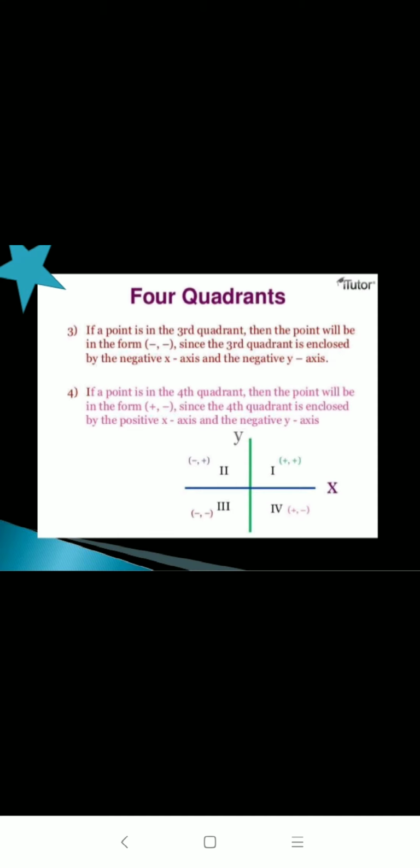First quadrant, both are positive. Second quadrant, x negative, y positive. Third quadrant, both are negative. Fourth quadrant, y negative, x positive.